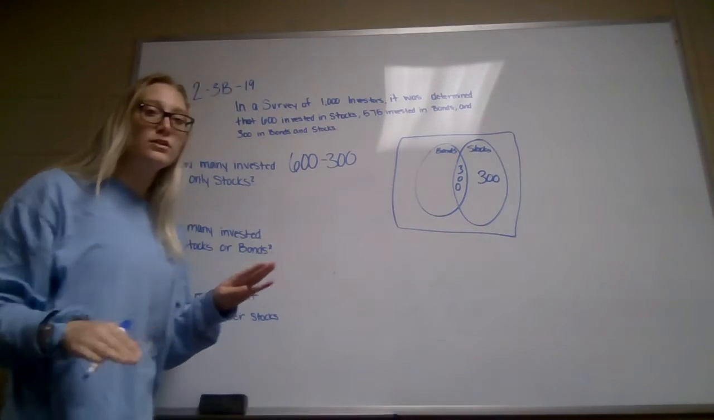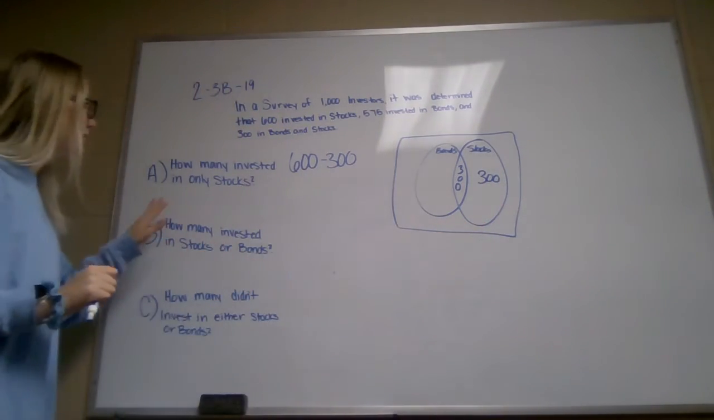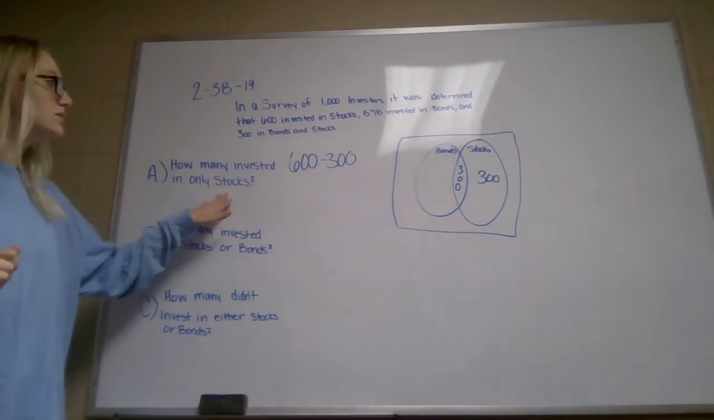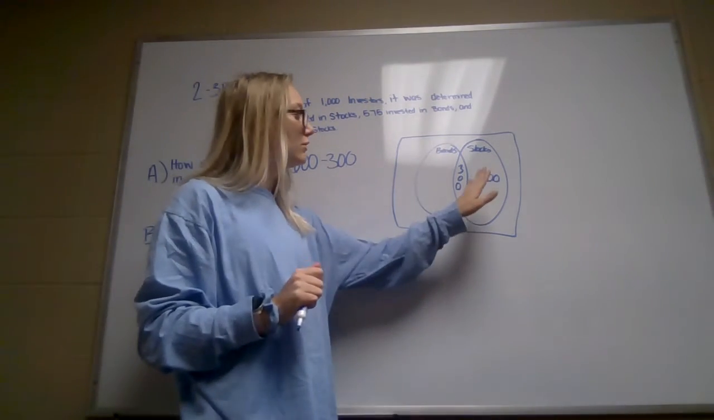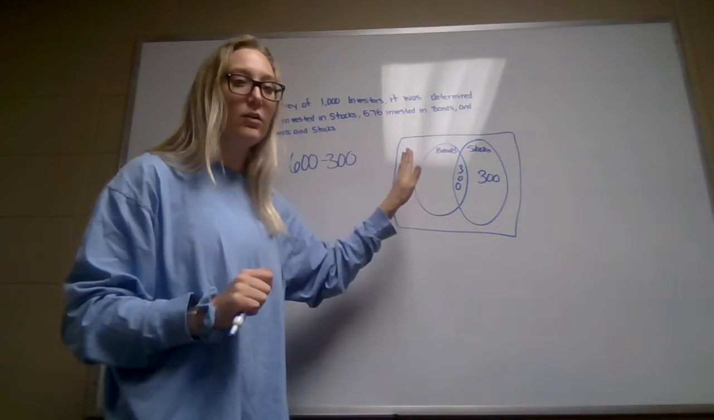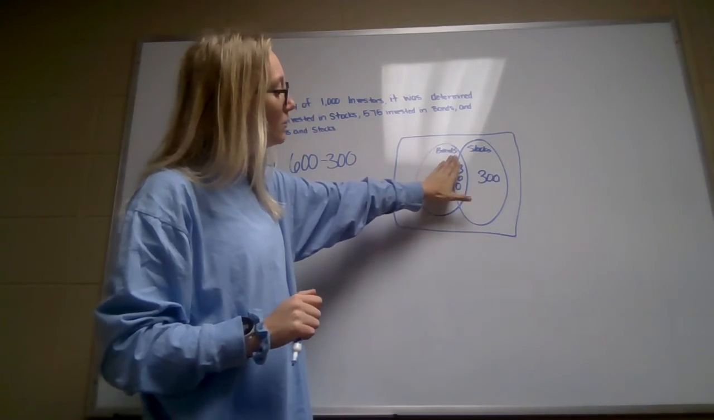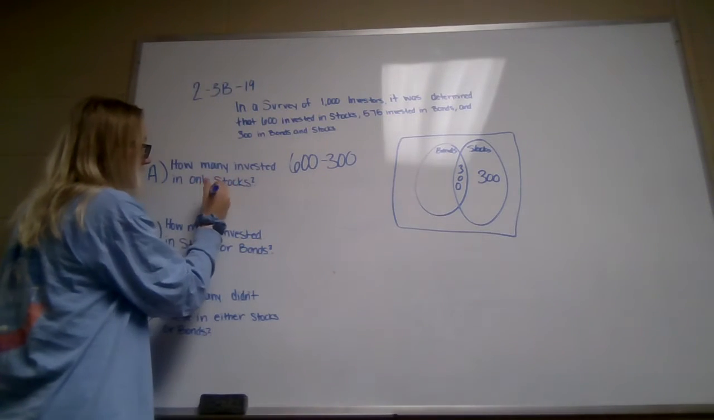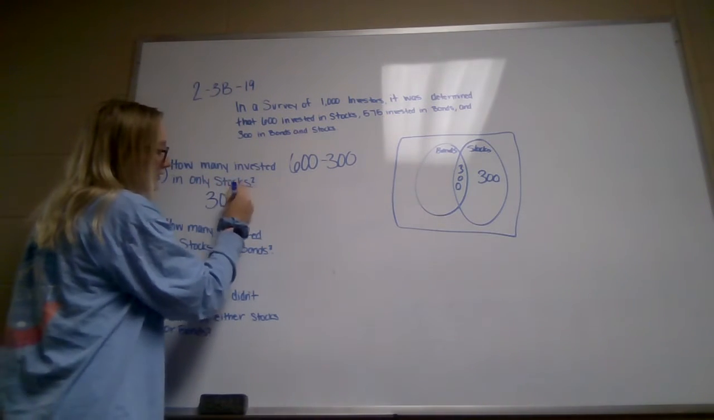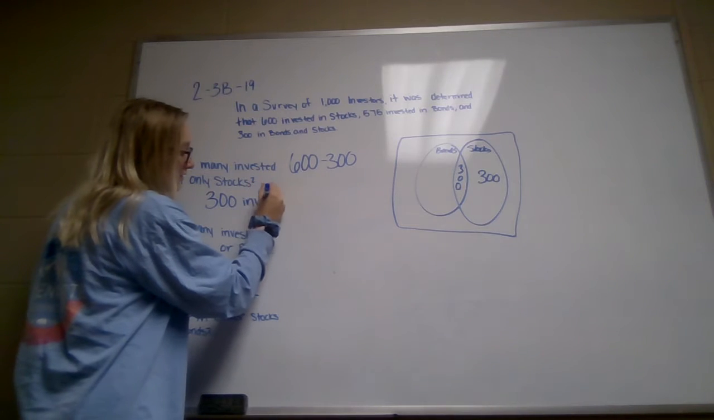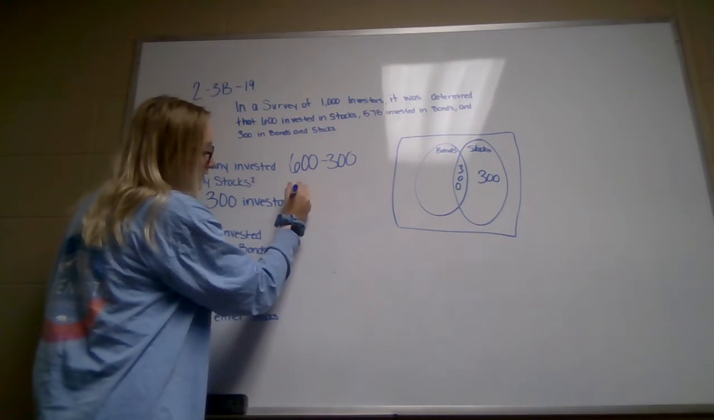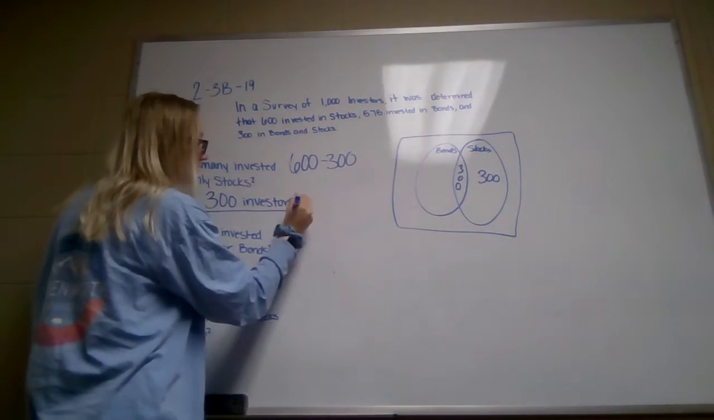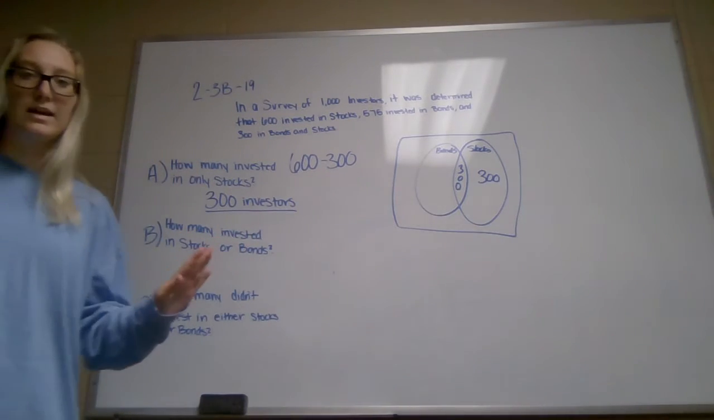So we go back to our question again. How many invested in only stocks? So go to our circle. What is the overlapping part? That's 300. And what is left? 300 people. So 300 is our answer. So 300 investors. Remember your labels. Okay, so that's A.